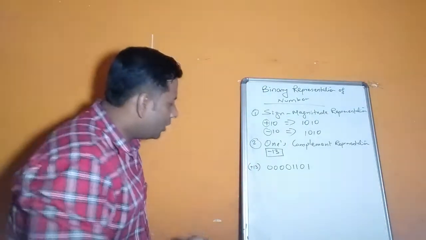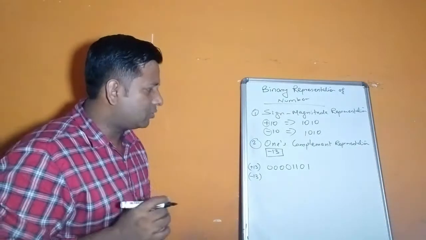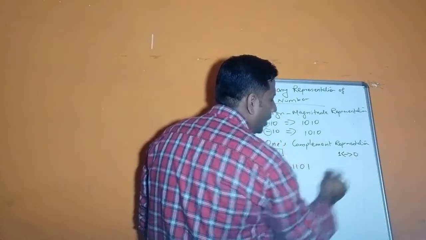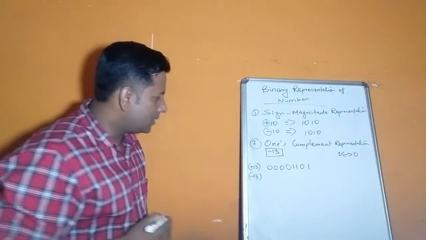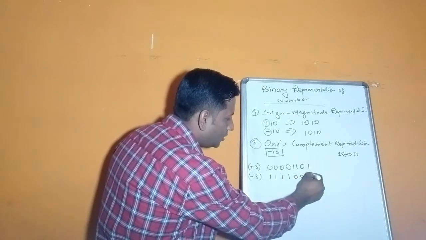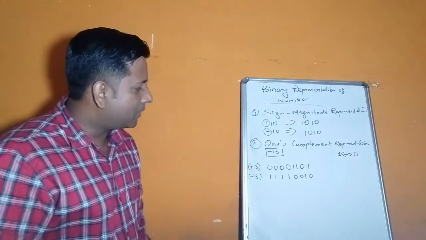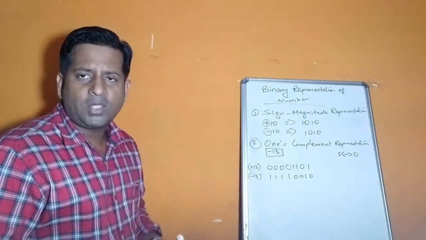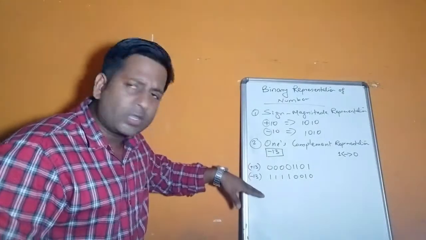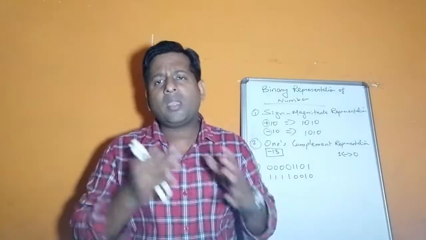Okay. Now minus 13, how will we represent it? Just replace all the 1s by 0 and all the 0s by 1. So it will be 1 1 1 1 0 0 1 0. So this part is what? Minus 13. Okay, according to 1s complement, positive becomes negative by replacing all the 0s by 1 and all the 1s by 0.